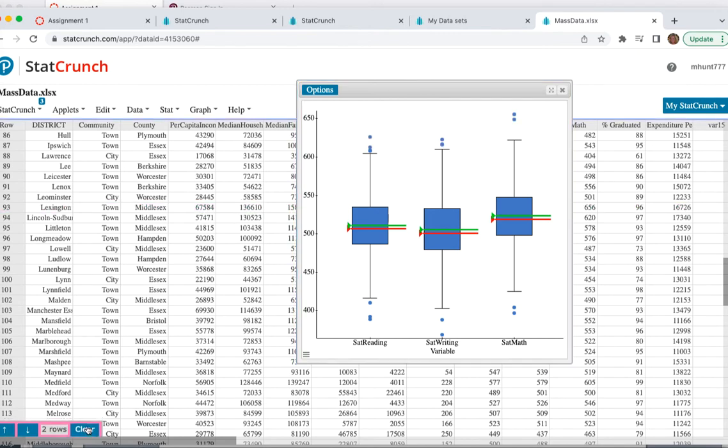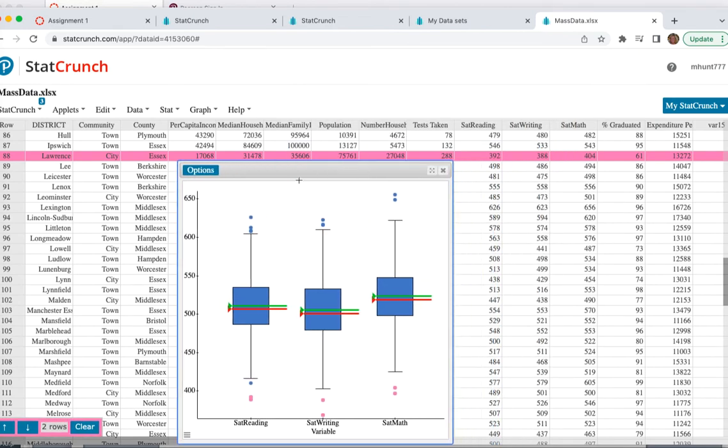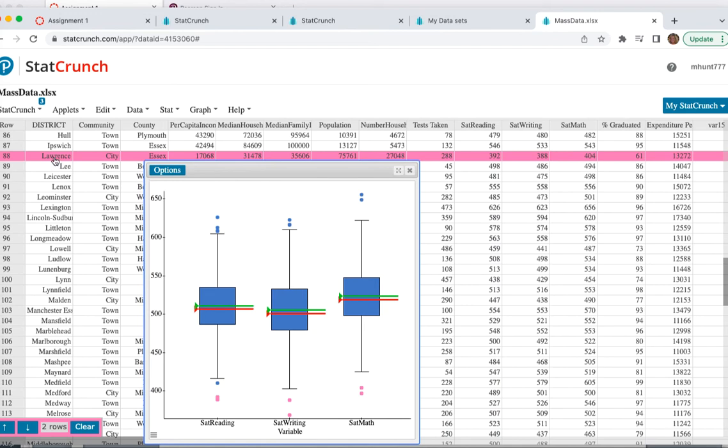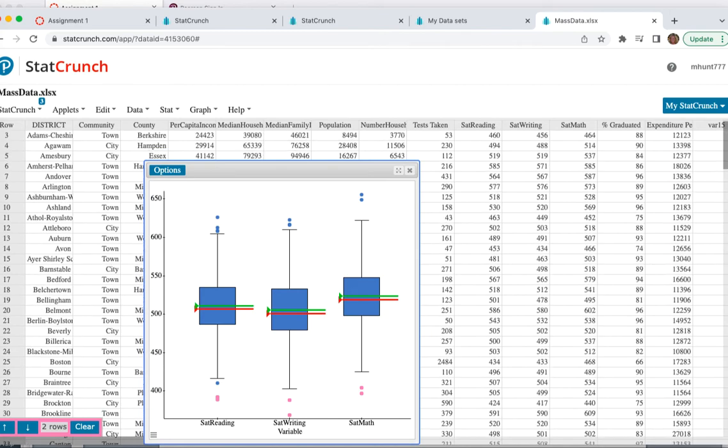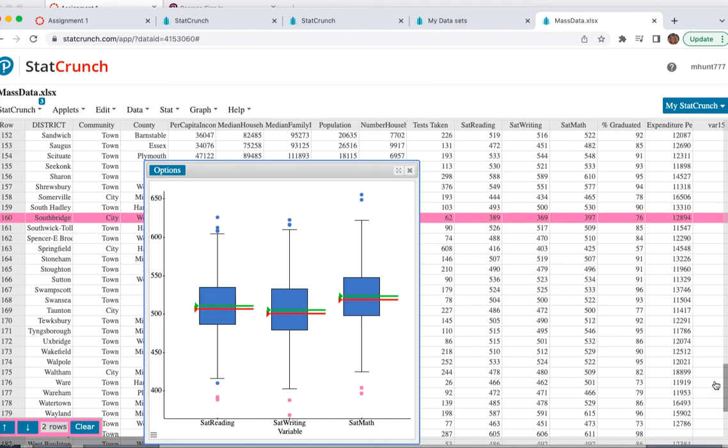We're going to clear that. And then we're going to move on to the low outliers. The first outlier I see is Lawrence, which is a city that had an SAT math of 404. What's the other one? Well, it's not up here. Must be down here. It's Southbridge. Southbridge is a city with an average math SAT of 397. And so I jot that down.